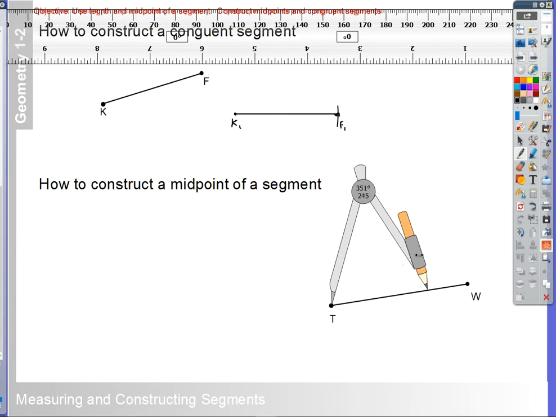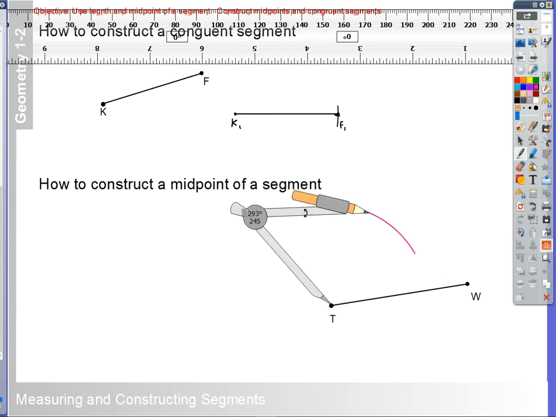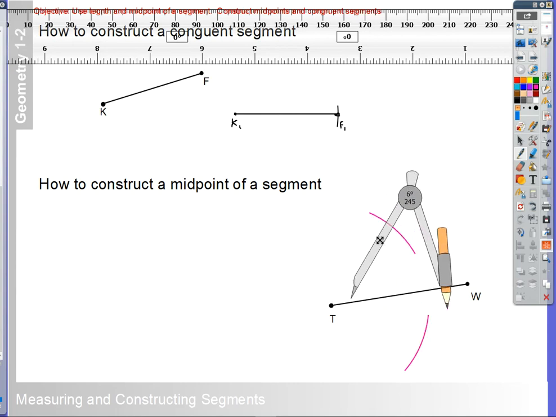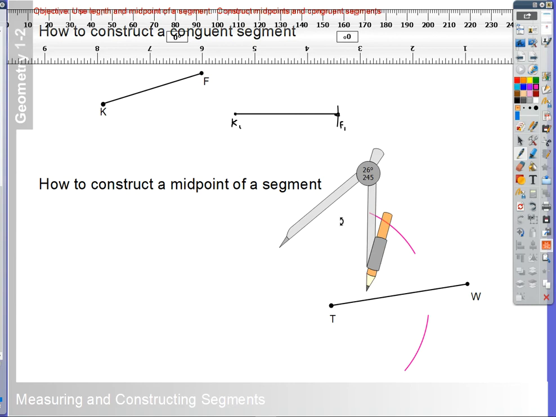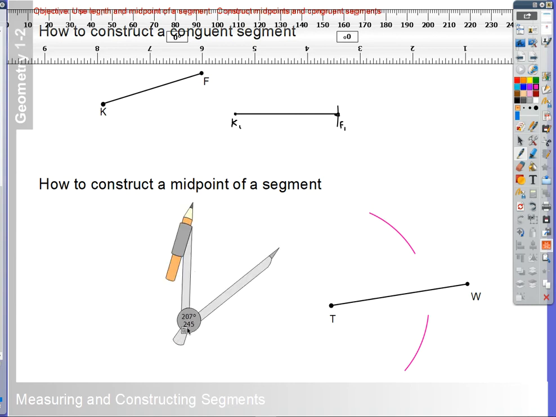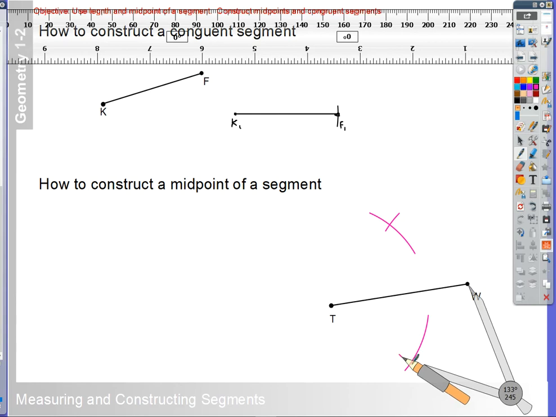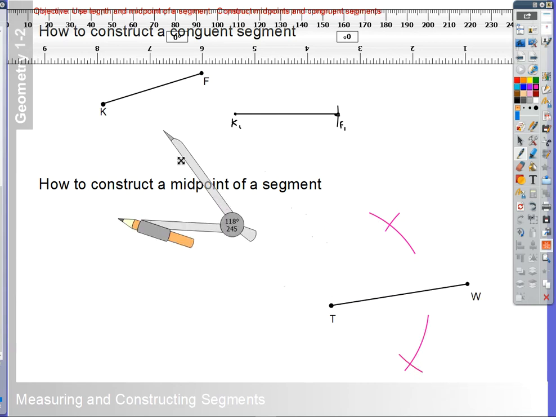So I'm going to open it a little bit past, and I'm going to use a different color so it's a little easier to see the differences. And so I'm going to swing my compass up here. I'm going to make the same arc below my line. And then I'm going to take my compass without letting it change compass settings. Notice how it's still open. And so I'm going to put the endpoint on point W, and I'm going to swing it up so that I get two intersecting arcs, one above and one below the line segment.